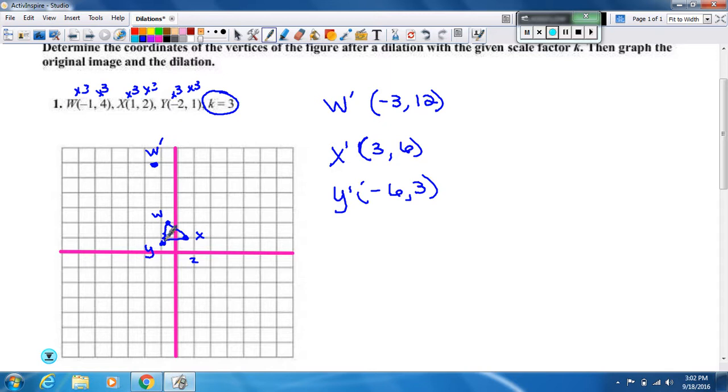And for X prime, it's 3, 6. So to the right 3 and up 6, 2, 4, 6 is X prime. And then my Y prime was -6, 3. So -2, -4, -6, and up to 3 is Y prime. I connect those, and sometimes they overlap, and that's okay. These actually aren't going to overlap, really. Okay, you have just made a shape that is 3 times bigger than the original one.